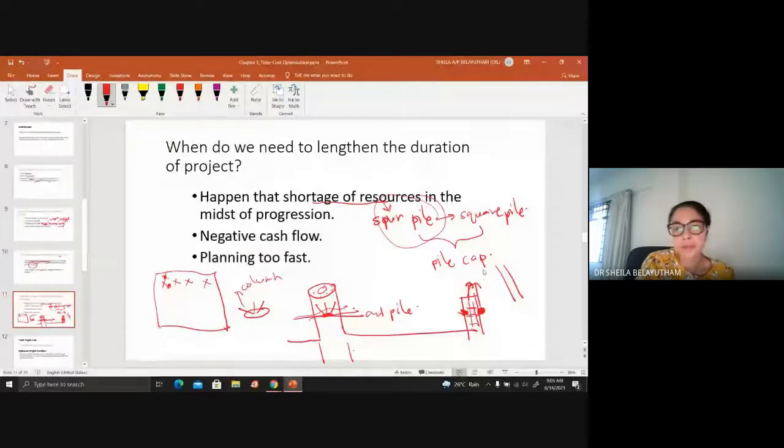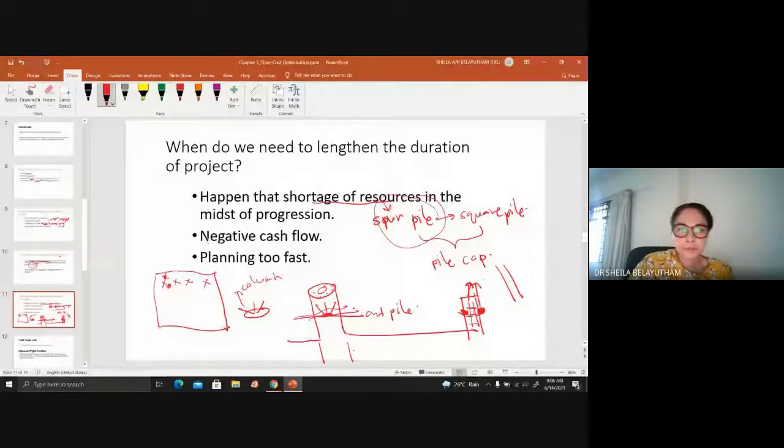Usually on a construction site, we try to see what other alternatives we can use, and we propose them to the consultant. If the consultant agrees to substituting with square pile, then it shouldn't be a problem. But if not, then it will create a problem here, and you might need to lengthen the duration and so on.